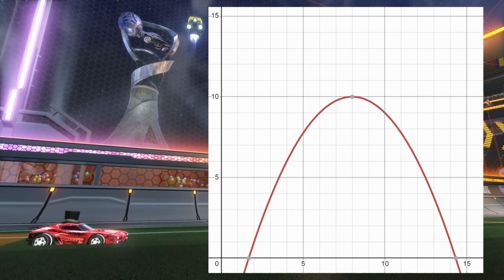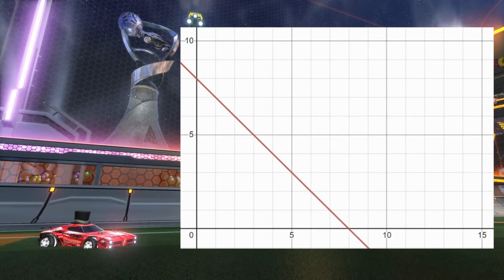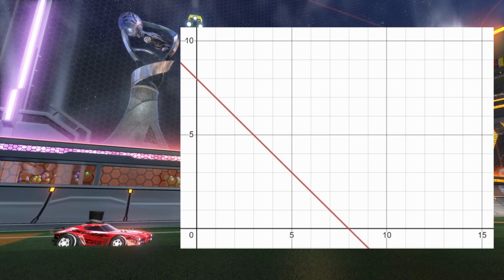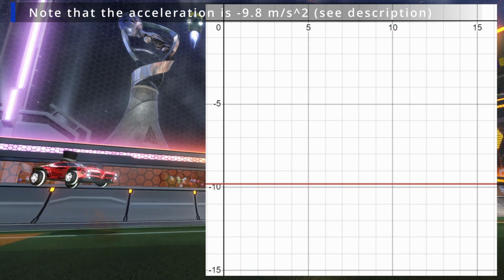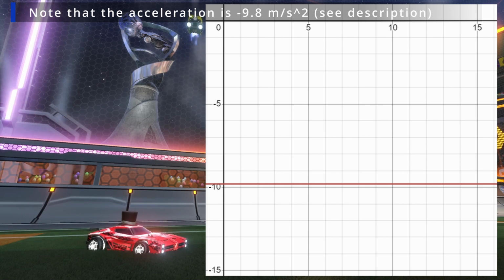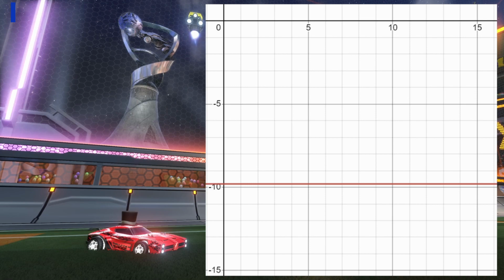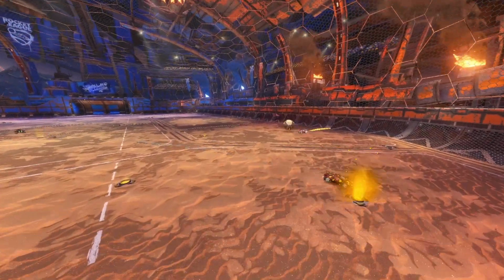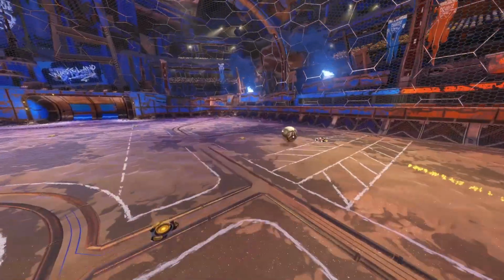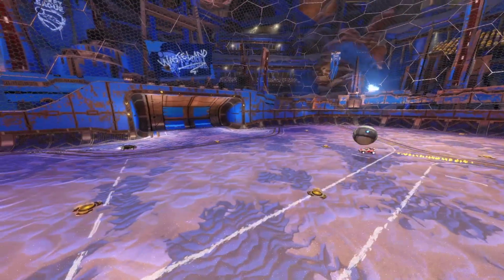Now, looking at the graph for the movement in the z direction, we can see that the movement is parabolic. If we differentiate the graph, we end up with the velocity graph. If we differentiate the graph again, we get the acceleration graph. This graph shows that the ball is undergoing a constant negative acceleration in the z direction, which is as we expected. Having a graphical understanding of this motion is good, but there are some equations that are required in order to understand exactly what is going on here.